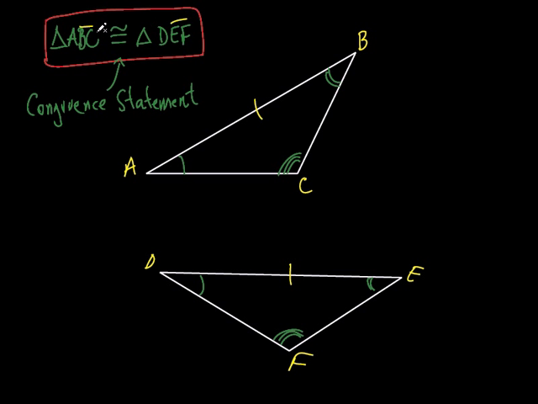BC and EF, we'll do the last two. BC and EF must go together. So BC is this one and EF is this one right here. So they've got to go together. And then the other ones. I did the first two and the last two. What about the first and the last? So AC and DF have to go together. So AC has to equal DF. They are the corresponding sides.